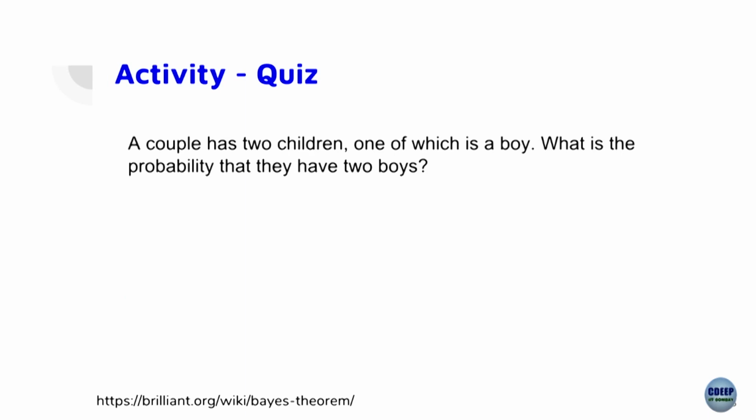Now you know Bayes theorem. This activity is a quiz, individual, do not talk to anyone. A couple has two children, one of which is a boy. What is the probability that they have two boys, both of them are boys? I want to predict the probability that both kids are boys, given that one of the kids is a boy. What is the probability? Just apply Bayes theorem.